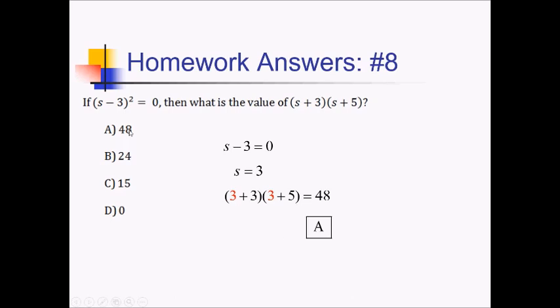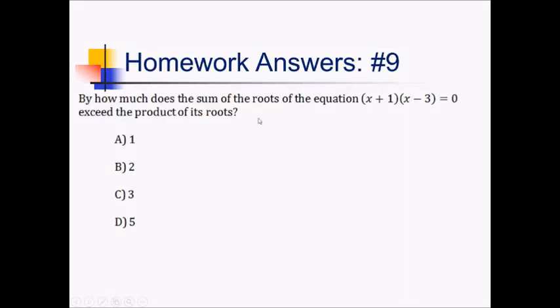On this problem, we want to know by how much does the sum of the roots of this equation exceed its product of its roots. So first we have to find the roots. Since this is already factored with 0 on the other side, we just need to figure out what zeroes out each of these factors, because if you zero out one of these things that's being multiplied, you zero out the whole side there. So for this first factor, if we have a value of x equals -1, that would zero out that first parentheses and solve the equation. And for the second parentheses, we need x equals +3, because 3 minus 3 is 0.